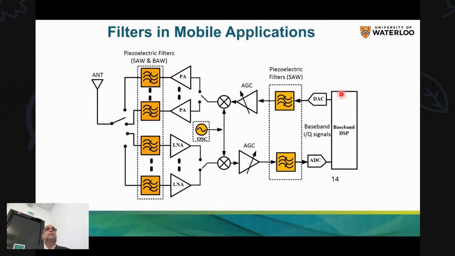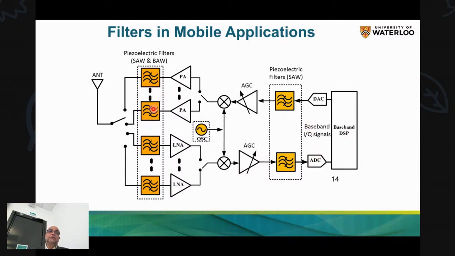For mobile applications, well, your cell phone, same thing. You have different bands, you know, you see the names, you hear the names. Again, you have the antenna, you have different bands, you have LNAs, and then you do down conversions and you do the same thing as well for the high power.